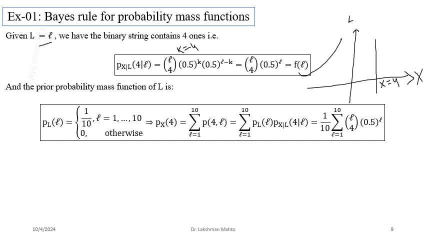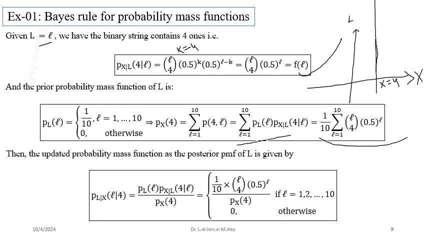So you have to sum the probabilities of all joint points along the line X equal to 4. How many joint points would be there on the line X equal to 4? 10 joint points, because L varies from 1 to 10. So we have to sum up all those probabilities as per the law of total probability, and that will give the probability of observing 4. We have already computed the probability of observing 4. That is the evidence we have.